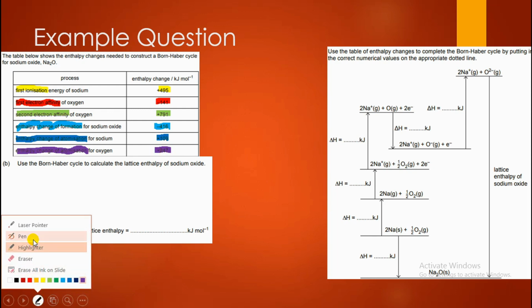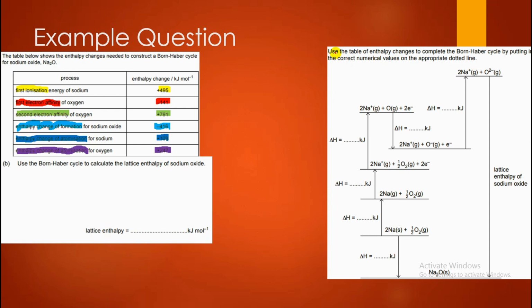Now let's look at what the question asks us. Use the enthalpy table, which is the one that we just used, to complete the Born Haber cycle, which is this.